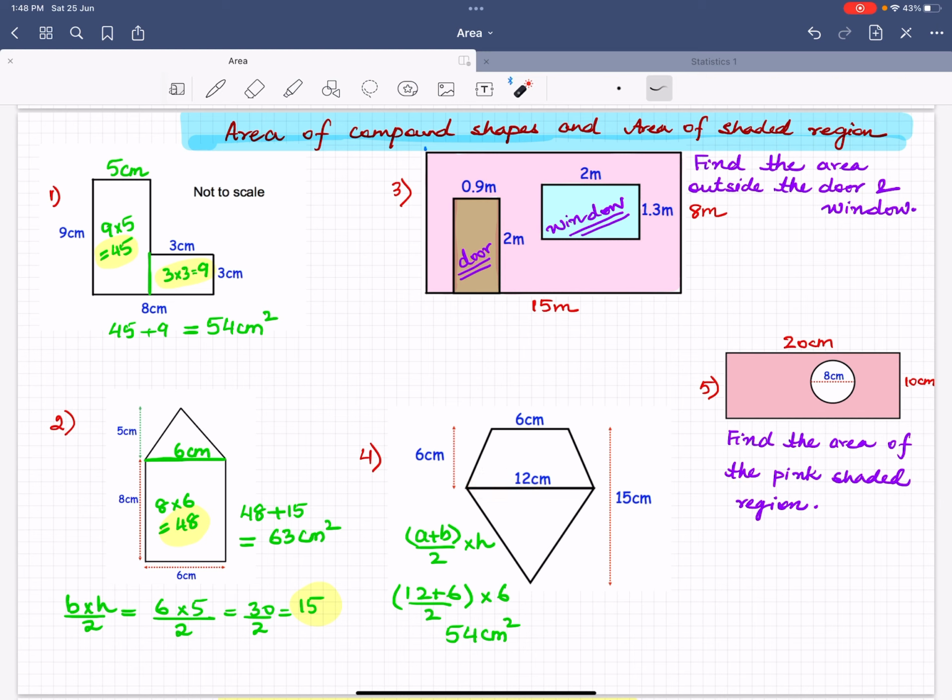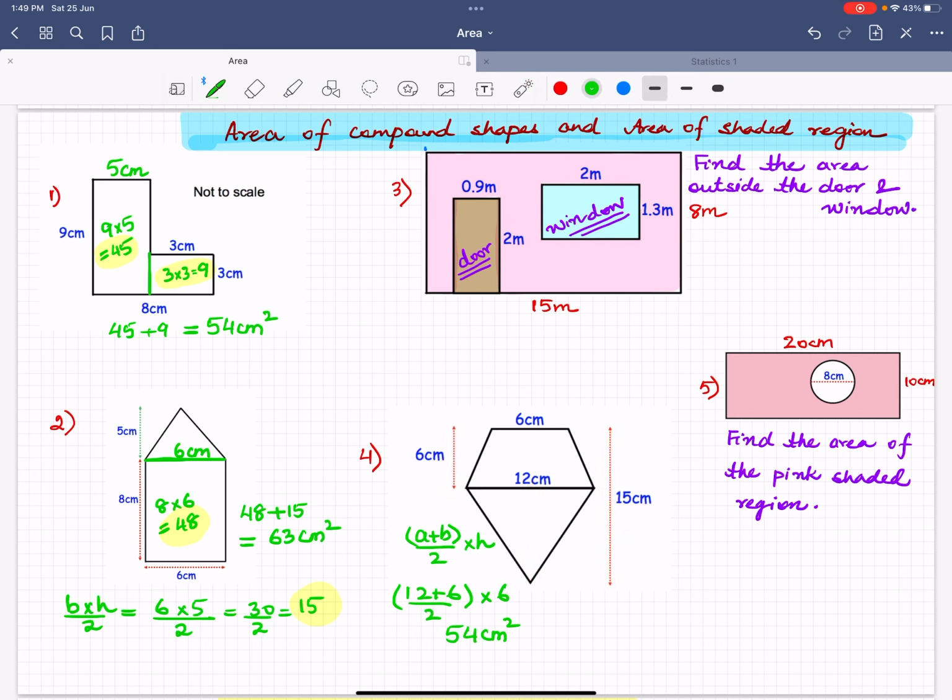Let's look for the height of the triangle. It's missing. Now we can check the total vertical height. The total vertical height is 15 and we have another vertical height which is 6 centimeters. From 15, if we subtract 6, we can find the height of the triangle. Therefore, 15 minus 6 is 9 and the height of the triangle is 9.